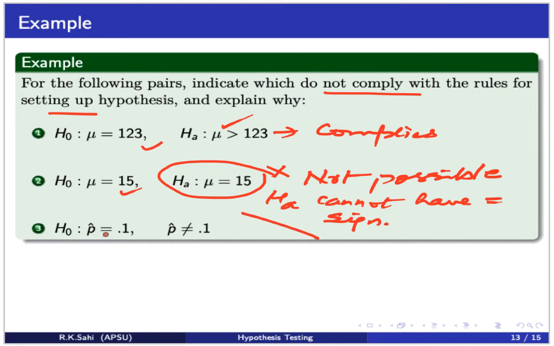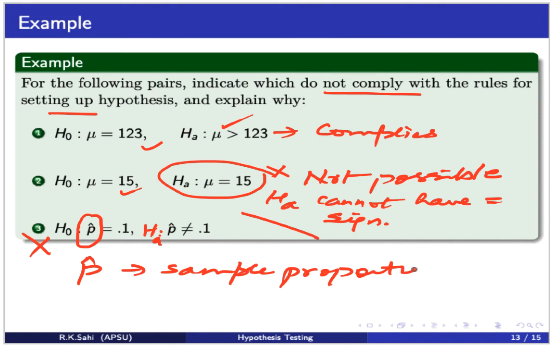Okay. Let's look at the next one. H0: p hat is 0.1. And I forgot, this should be H sub A, guys: p hat not equal to 0.1. Now, the equals and the not equals are working, but the biggest problem is this p hat is a sample proportion. So this also is not right, because that's the notation for a sample proportion, guys. Hence, this null and alternative hypothesis is not correct.